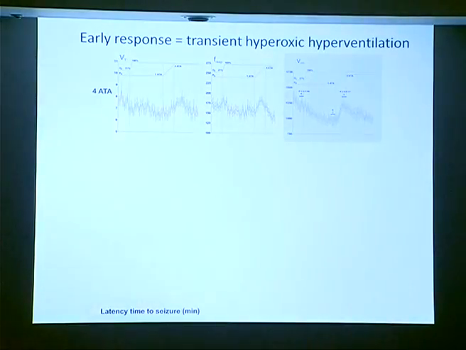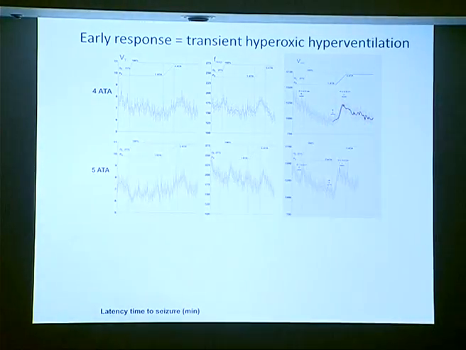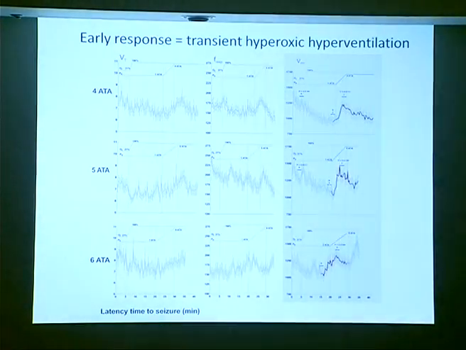This is the average data. This is tidal volume, frequency, and minute ventilation. And what you can see, this is the early response. So here we go from 20% to 100% at 1 atmosphere. Now we begin to dive them. And you can see there's this transient stimulation. We saw it at 4, at 5, and also at 6 atmospheres. This big surge you're seeing here is due to the fact that most of the animals are starting to seize within 4 minutes of going to the higher pressure.